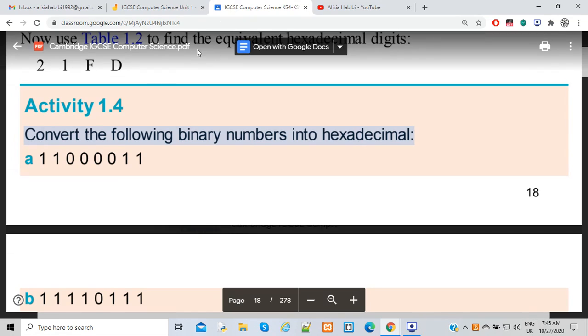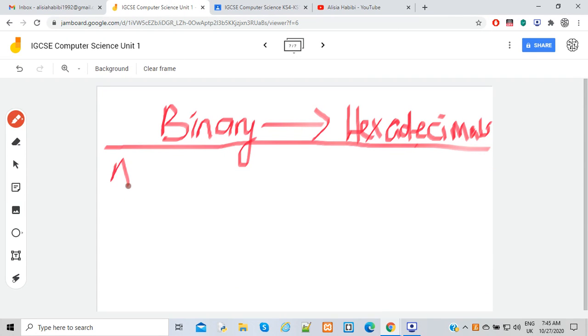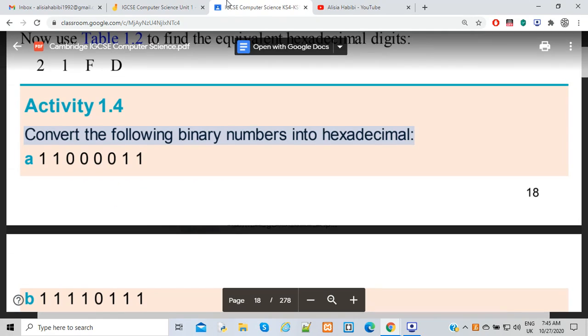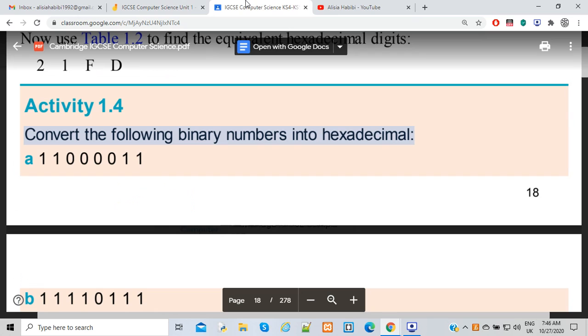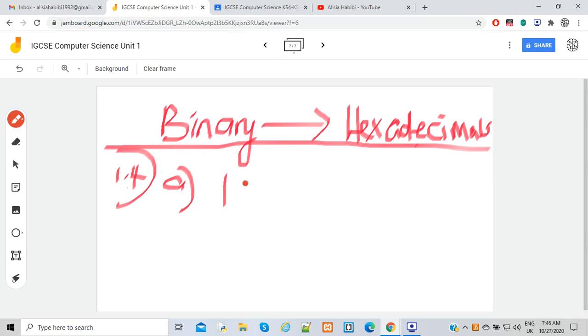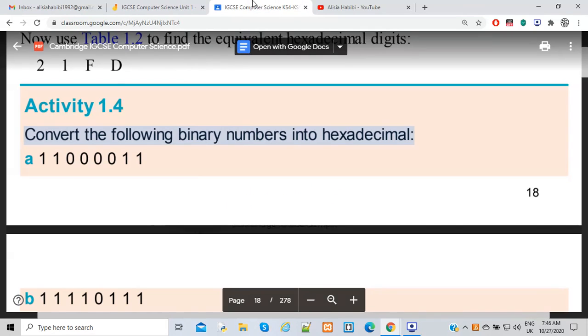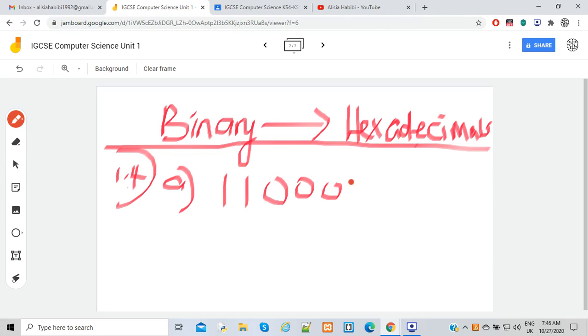The first example we have on activity 1.4, I'm just going to write it as 1.4, that way it's going to be easier. And the first one we have is this A example. The A one says we're trying to convert this binary number, which is represented as 1, 1, and then we have 4 zeros, and we have 2 ones at the end.